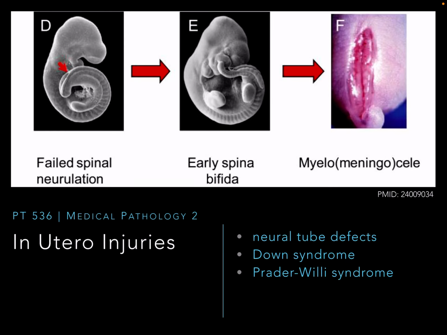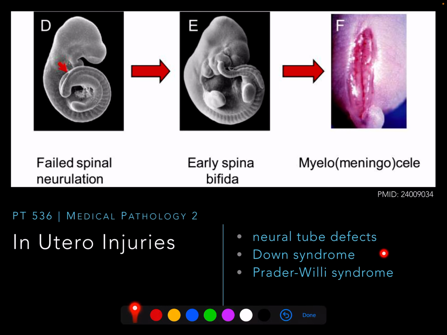In this video, we'll go through problems that can arise very early on in life, the in utero injuries. We'll start off with neural tube defects, which are shown in this cartoon here. Then we'll move on to some chromosomal abnormalities, that is Down syndrome and Prader-Willi syndrome. So all of these problems arise before you're born, although they might not necessarily manifest until a little bit later in life.